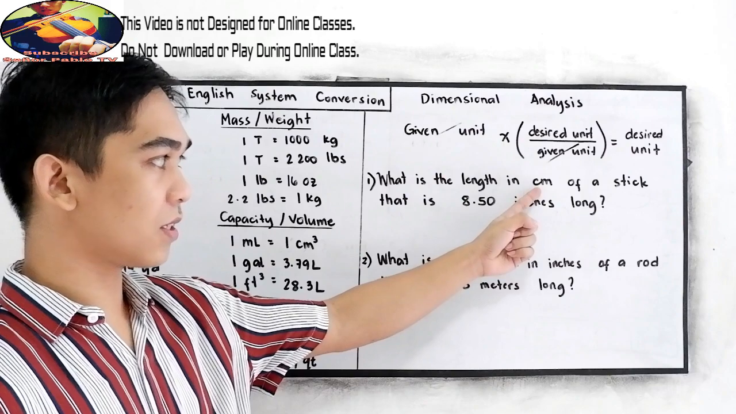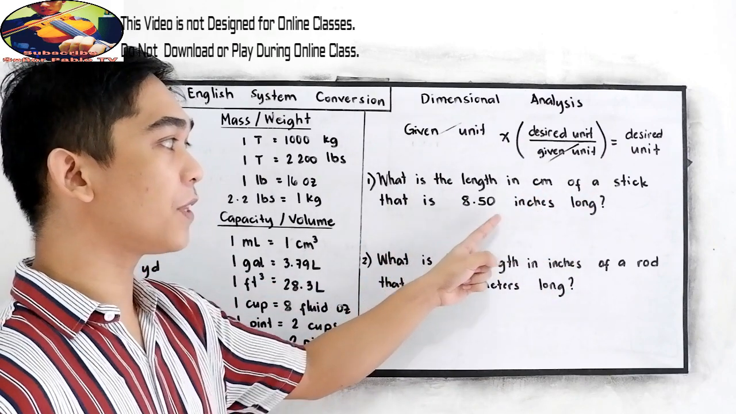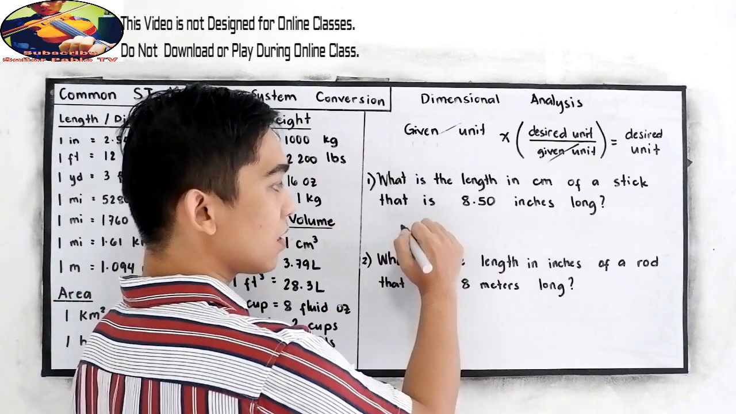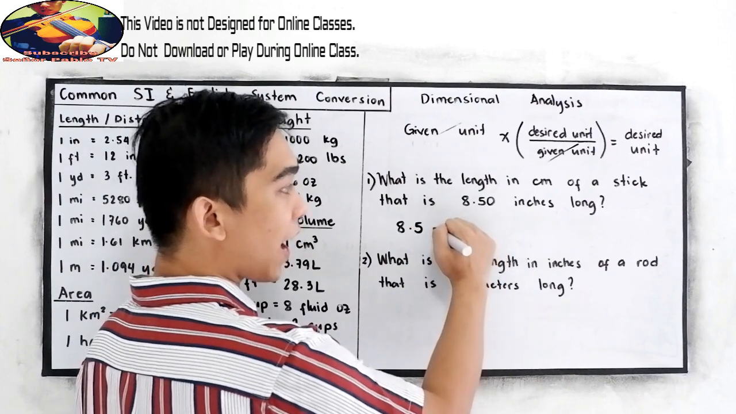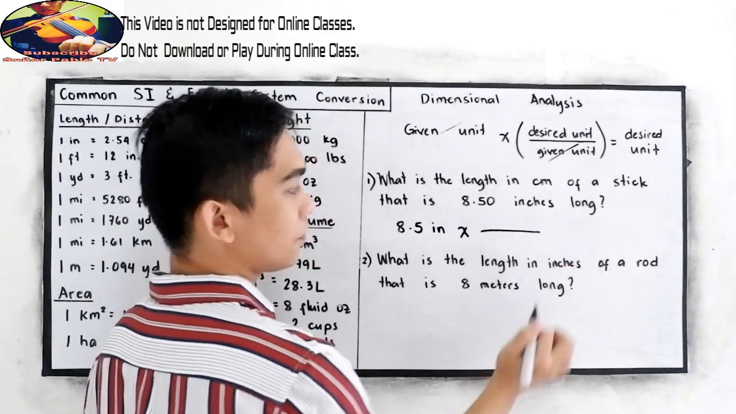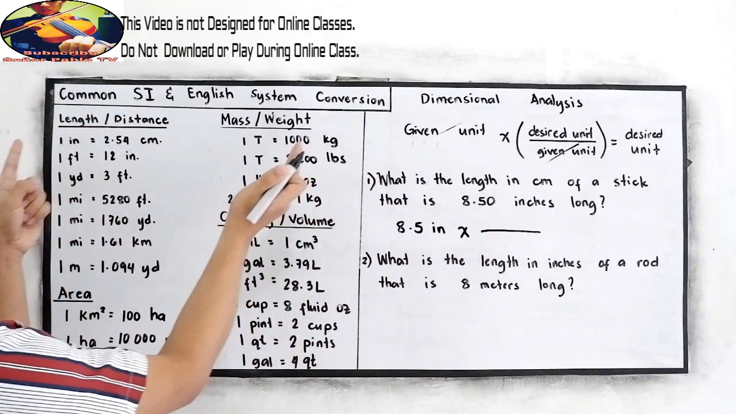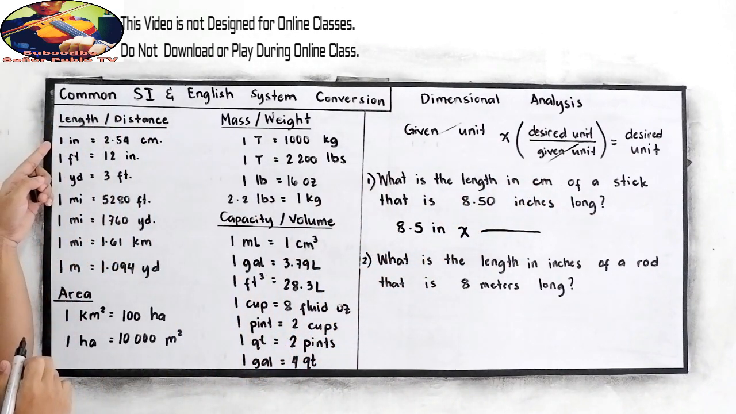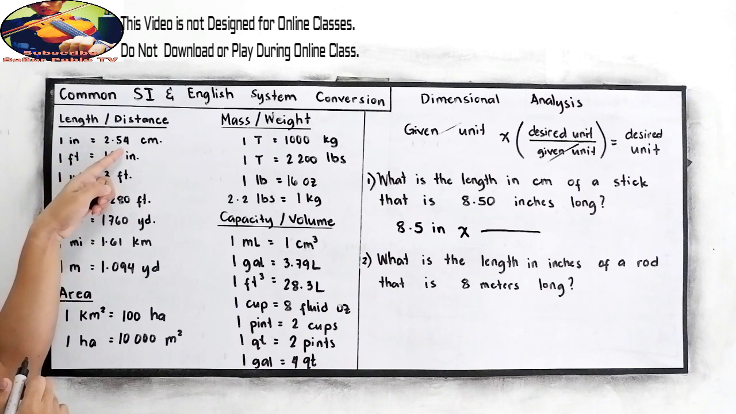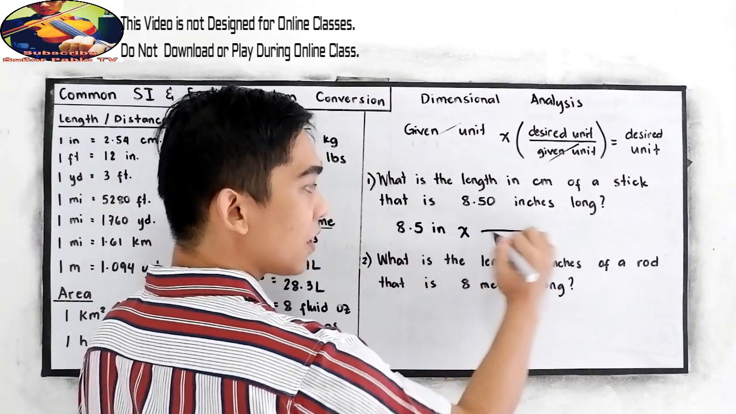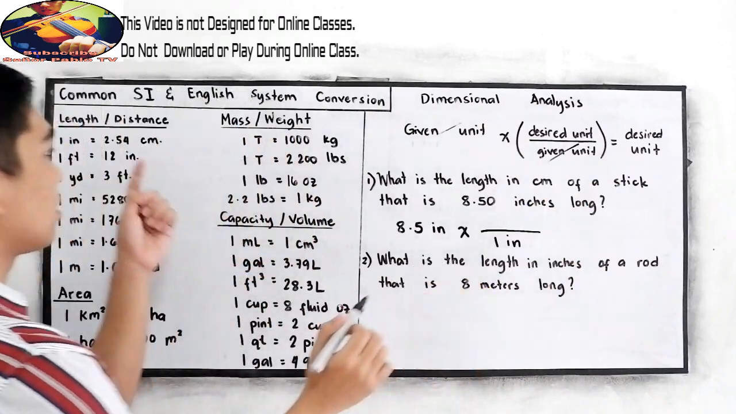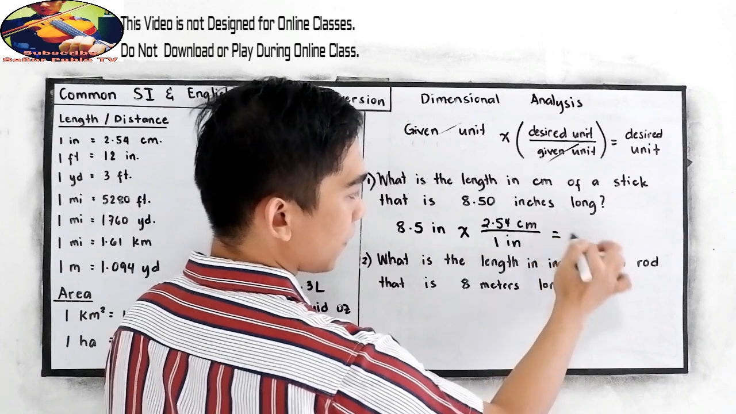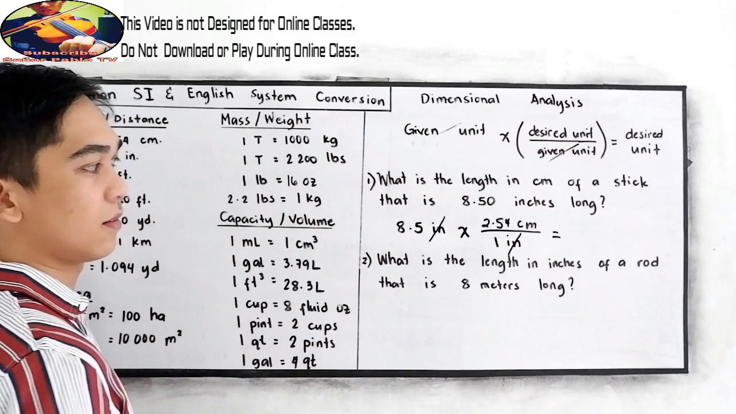What is the length in centimeters of a stick that is 8.50 inches long? So we have a given unit. Our given unit is 8.50 or 8.5 inches times. So we're now going to look in our conversion table. We're going to find centimeters. In our conversion, we know that 1 inch is equal to 2.54 centimeters. So the given unit is 1 inch, and the desired unit is cm. So we need to write 2.54 cm. Inches will be canceled out. And now we're going to multiply.